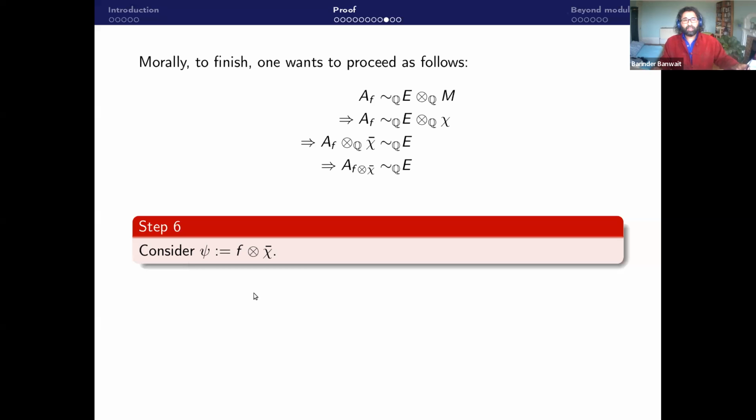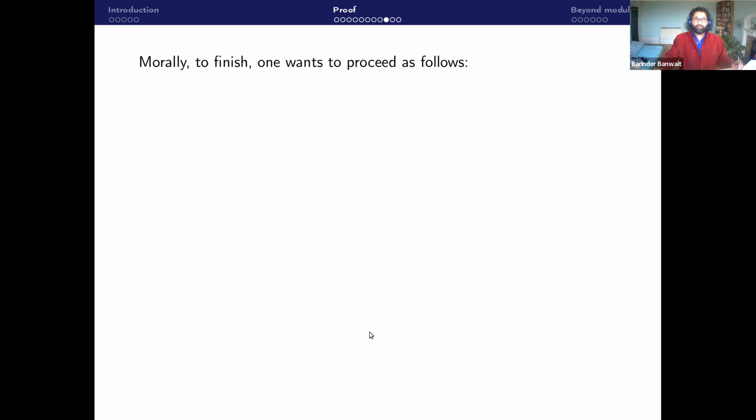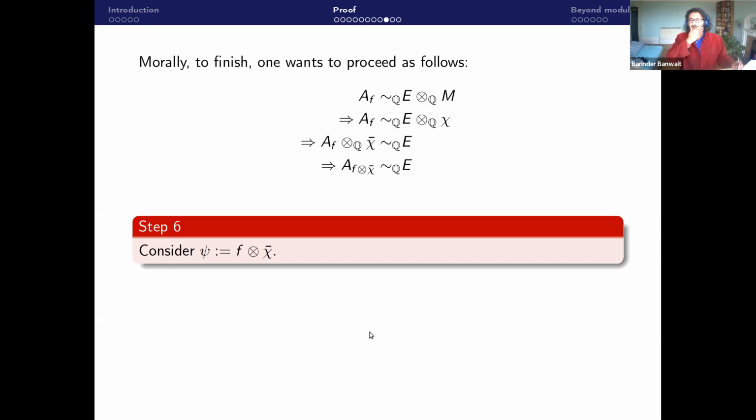But it does suggest looking at this object, the modular form F twisted by the Dirichlet, but by the Galois character chi bar. So this is where you multiply each of the a_n coefficients by chi bar of n. So yeah, we consider this modular form, the twisted modular form.